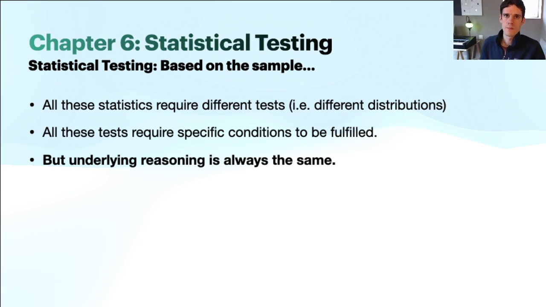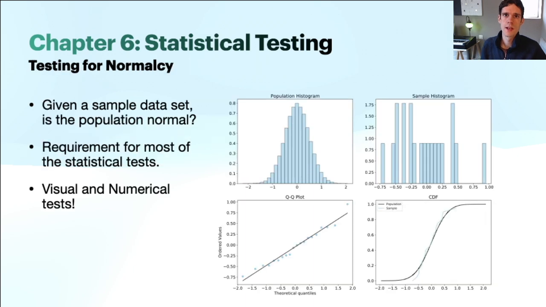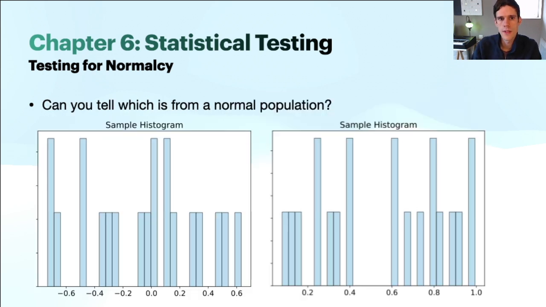And we start with the test that is most often used because it looks at a property of our data that is a requirement for all of the subsequent tests. And this is testing for normalcy. So the scenario is the following. Let's say that you're given a sample dataset and you need to find out whether this sample dataset comes from an underlying population that itself is normally distributed. Because testing for normalcy is so important, we will look at a couple of different tools that allow you to make this conclusion. They will be both visual tools and numerical tools, of which the p-value is of course one. But let's first look at an example.